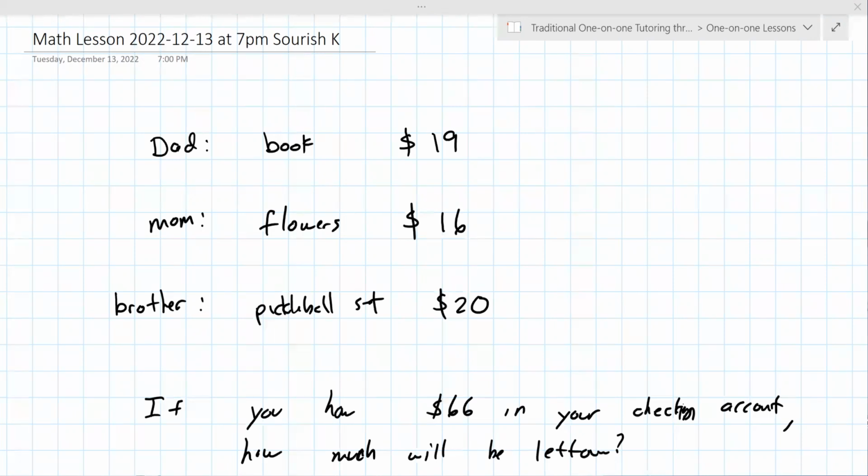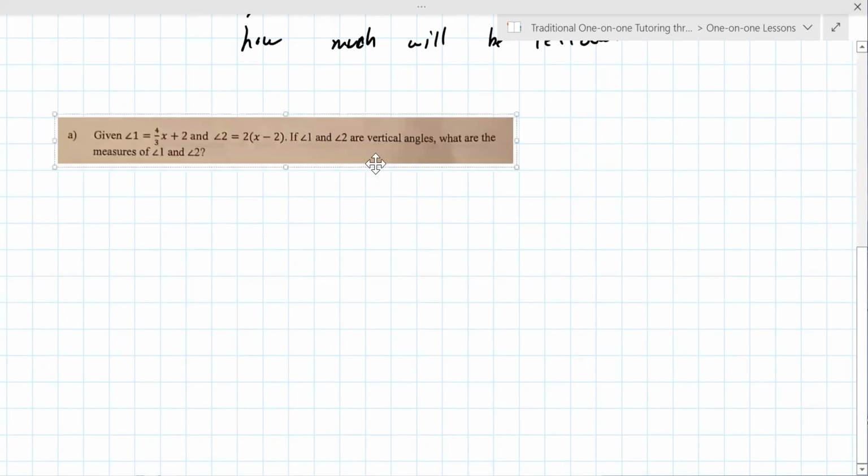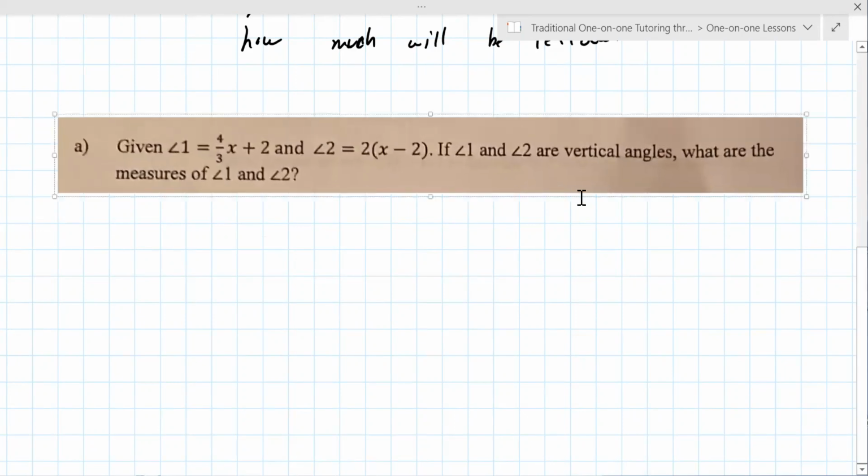All right, very good. Okay, so let's jump to some geometry practice in preparation for your final. I've got a couple of questions that I think would be good for us to look at. These are the kinds of questions you want to take some notes on. So I'll read the first one here. It says, given angle 1 equals 4/3 x plus 2, and angle 2 is 2x minus 2. If angle 1 and angle 2 are vertical angles, that's very important here, what are the measures of angle 1 and angle 2?